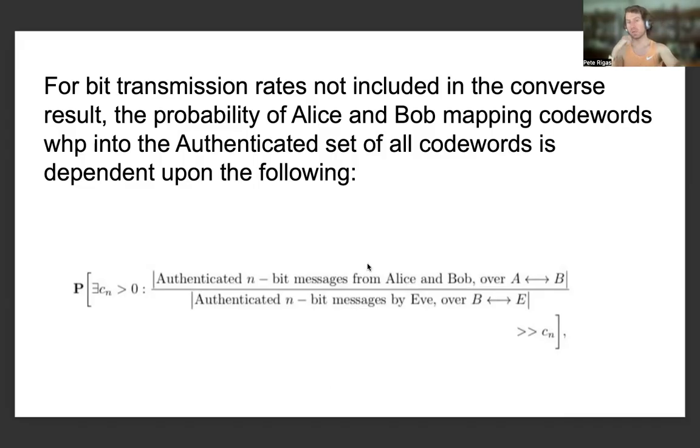Bob, it's dependent upon the following condition, namely the probability that there exists some C sub n that's strictly positive, such that the cardinality of the authenticated n-bit messages from Alice and Bob over their shared quantum channel, normalized by the cardinality of the authenticated n-bit messages by Eve over the quantum channel that she shares with Bob, is much larger than C sub n. So pretty much that's underlying the prospective quantum advantage.